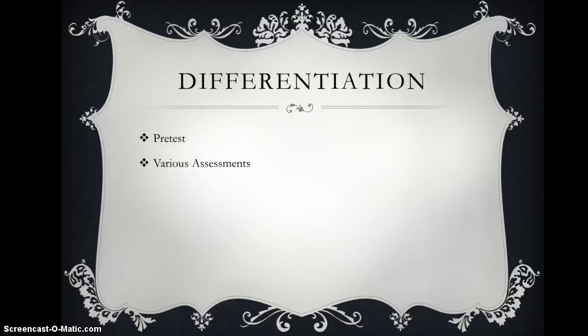I differentiated my instruction by using pre-tests and various assessments for my students. Students took a pre-test before the unit to pinpoint deficiencies as well as to pinpoint students who excelled. I used this data to group students for class activities. The groups changed based on classroom observations, and also I gave tiered and leveled assignments in class with those formative assessments.